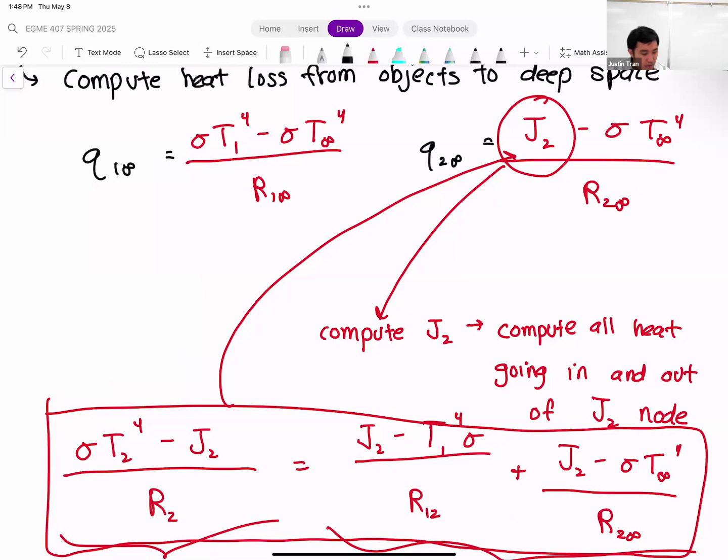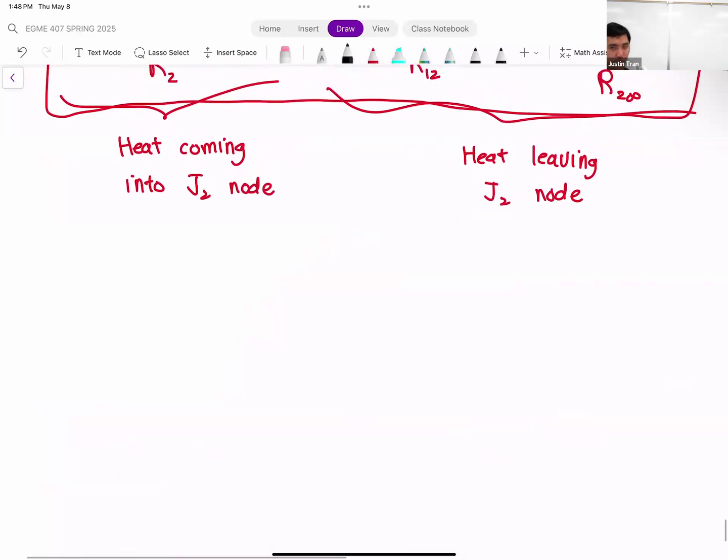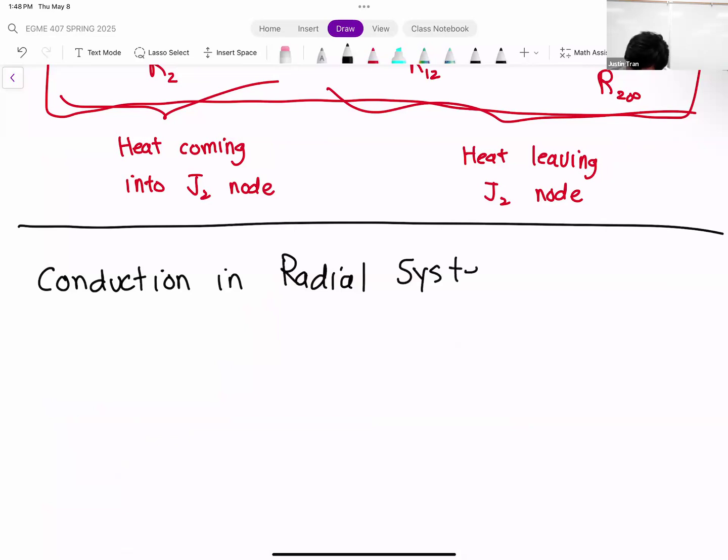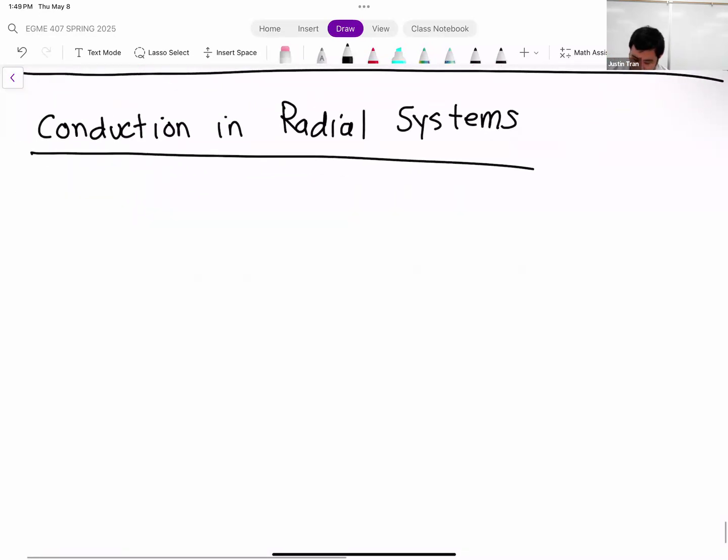Okay. All right. So for the second half of class today, I did want to talk about radial systems a bit. So, really shifting gears here. Okay, so this takes us all the way back to, I think, week 3 or 4 of the semester. So this is conduction in radial systems. Okay, so by radial systems, we have 2 types: cylinders and spheres.